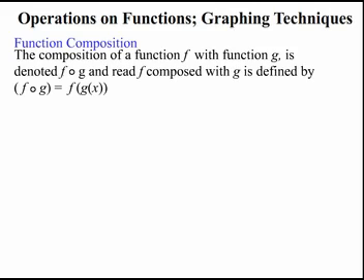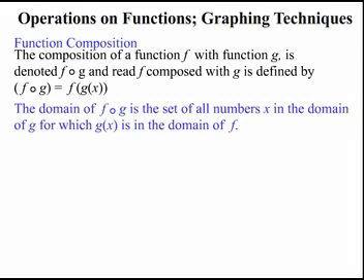Function composition. The composition of a function f with function g is denoted f circle g and read f composed with g. It is defined by f circle g is equal to f of g of x. I rarely read it as f composed with g. The domain of f circle g, or f of g, is the set of all numbers x in the domain of g for which g of x is in the domain of f.